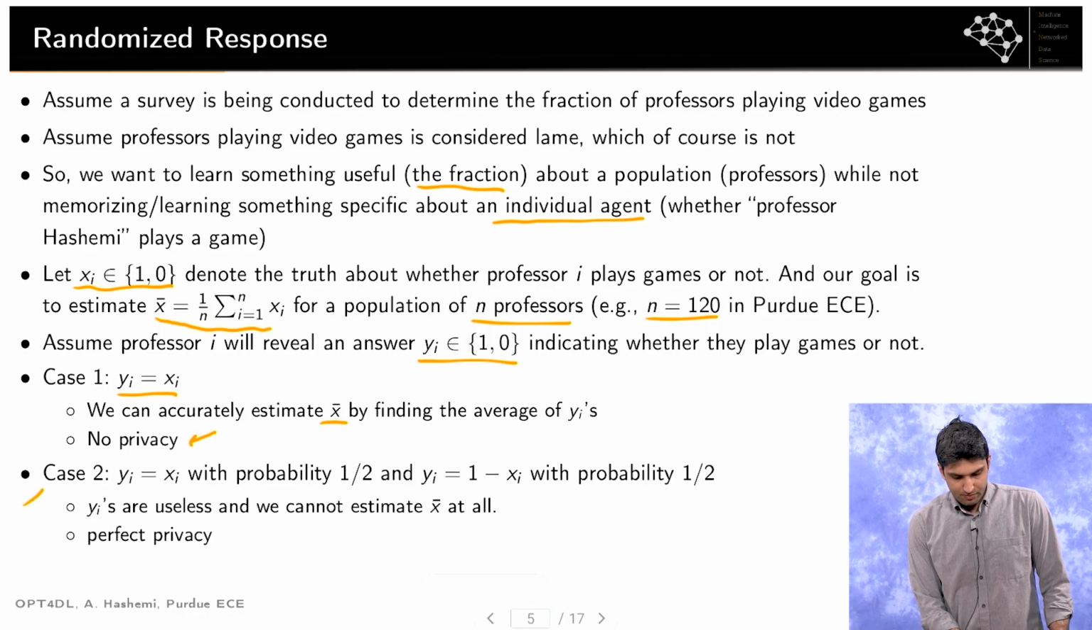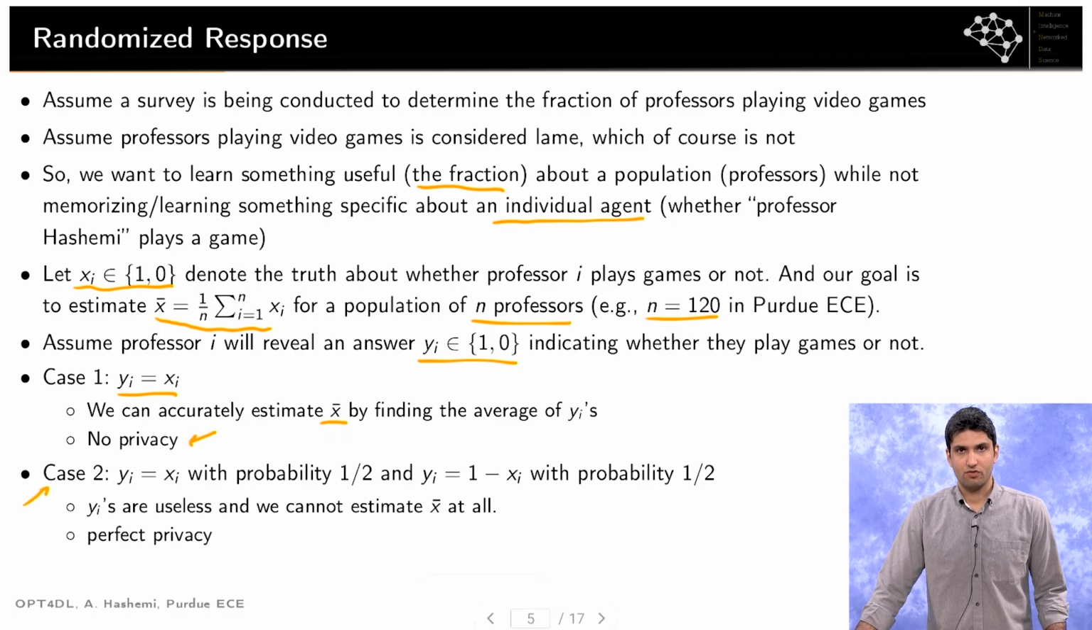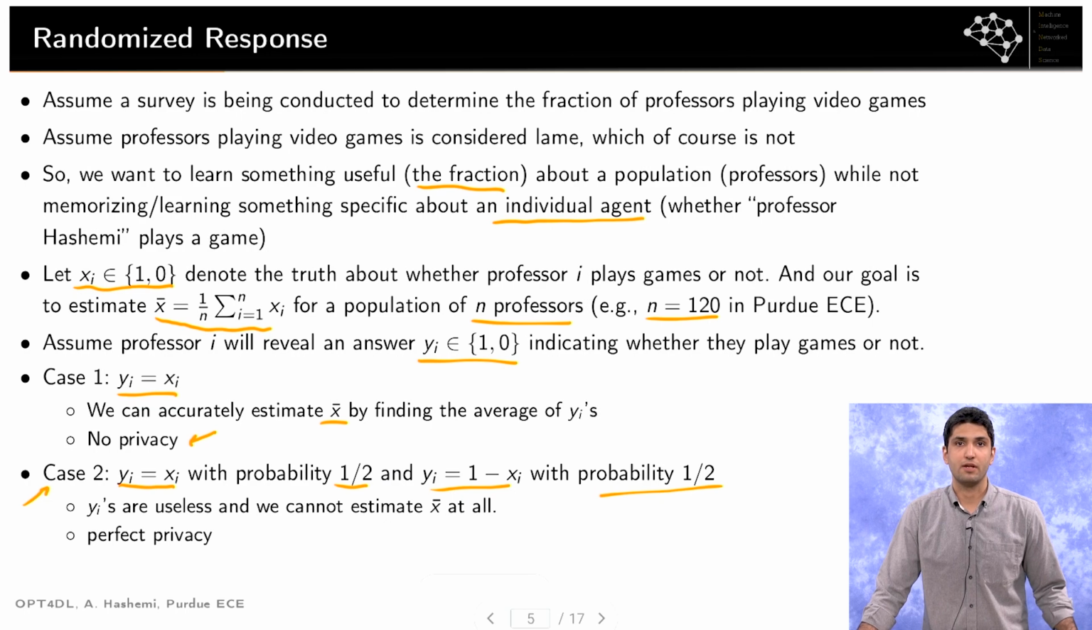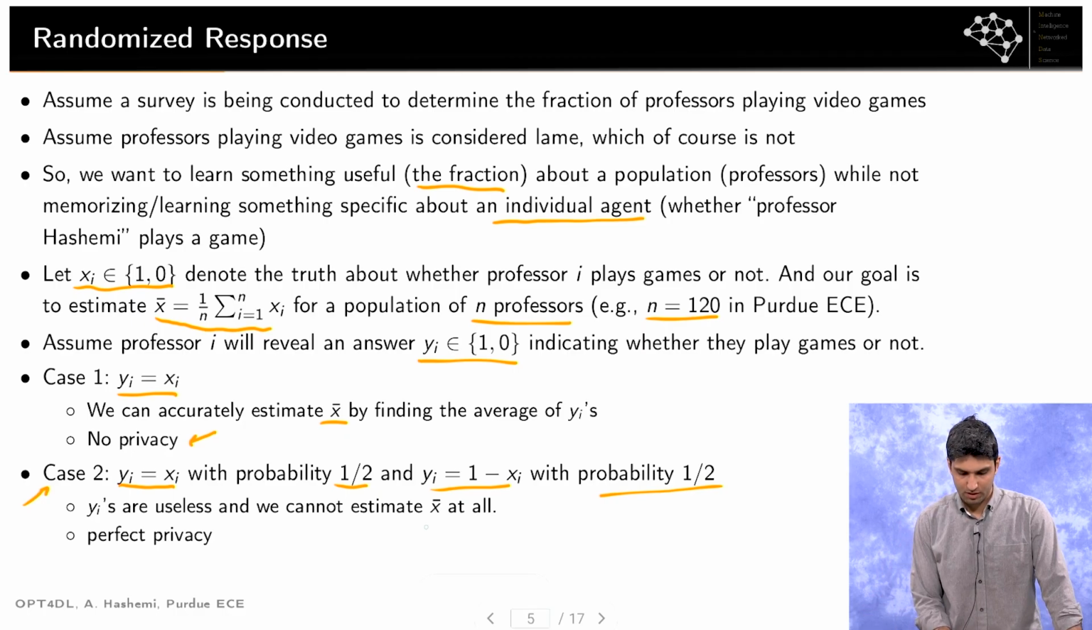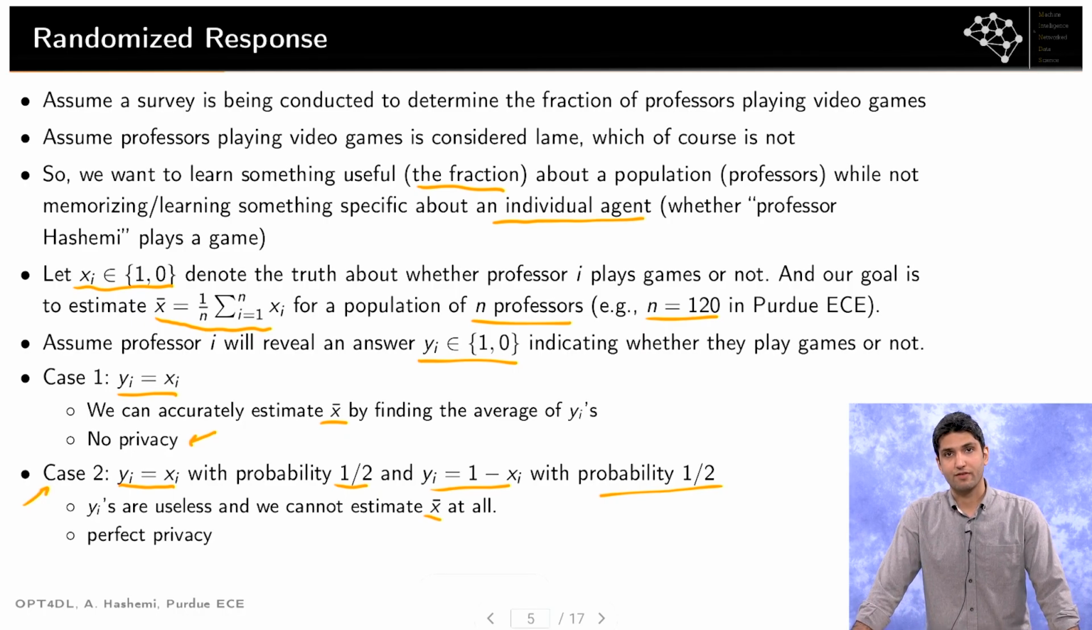So the other extreme case is that we are not providing any useful information whatsoever. Okay. So basically, 50% of the time we're going to be truthful, so the response we are providing is exactly equal to xi. But 50% of the time we are basically lying. Okay, so if you are playing video games, you say that I'm not playing, and if you are not playing, you say that I'm playing video games. Okay. So in this case, the responses that are provided are going to be useless. And we're not going to be able to learn or estimate this fraction at all.